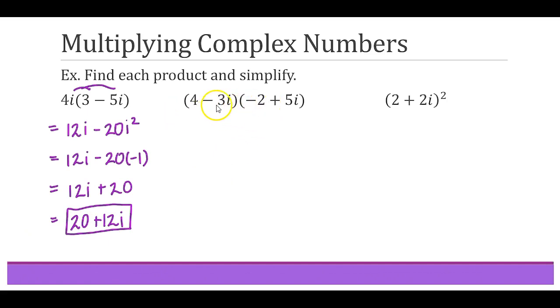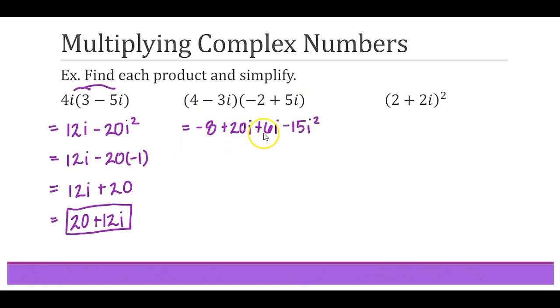Now here I have a complex number times a complex number again, but this time I'm going to have to use the technique of distributing in both terms. So a lot of students recognize this as foiling. So we're going to multiply the first terms, 4 times -2, so I have -8. The outer terms here, so 4 times 5i is plus 20i. The inner terms, -3i times -2 is going to give me a positive 6i. And the last terms are going to give me -15i squared.